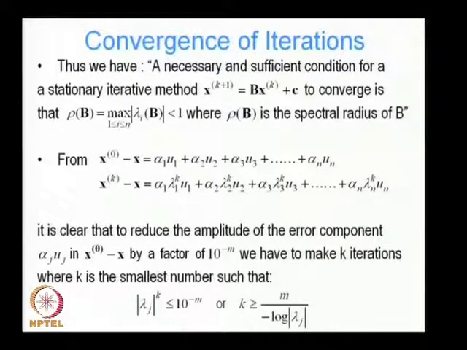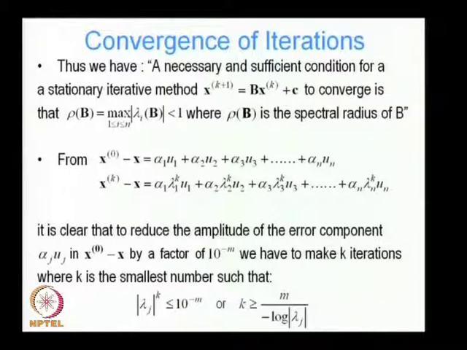Thus, we have a necessary and sufficient condition for a stationary iterative method x^(k+1) = Bx^k + c to converge: the spectral radius of B, which is basically the largest eigenvalue, max |λ_i(B)| for i = 1 through n, is less than 1. Here ρ(B) is the spectral radius of B.